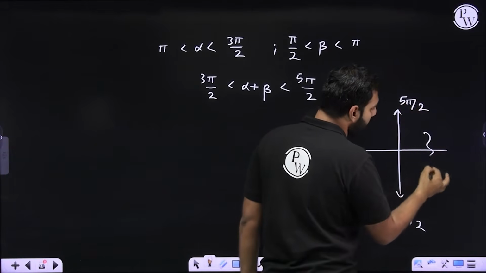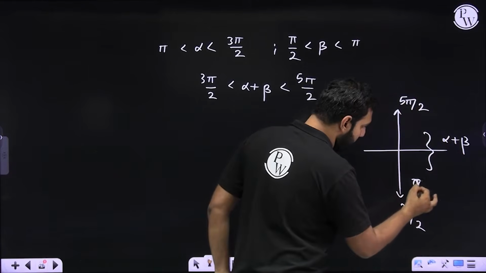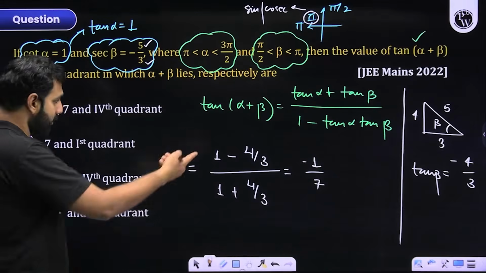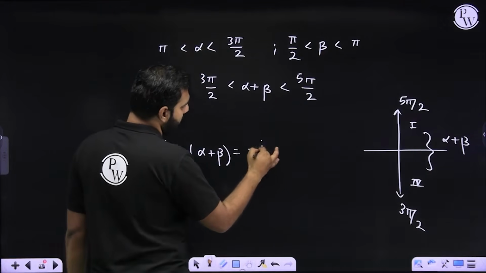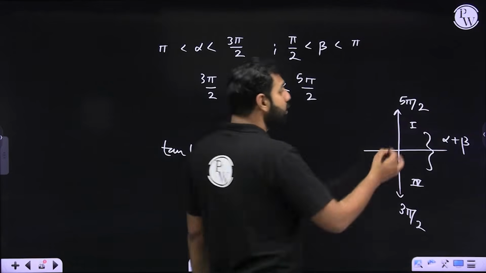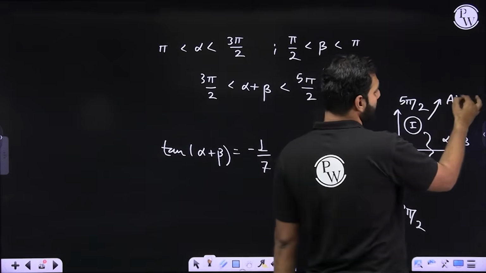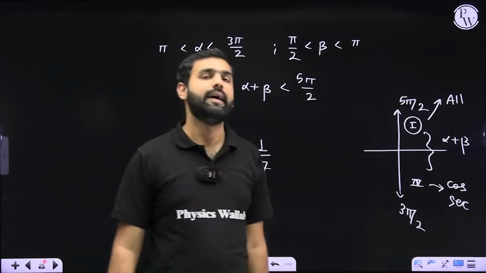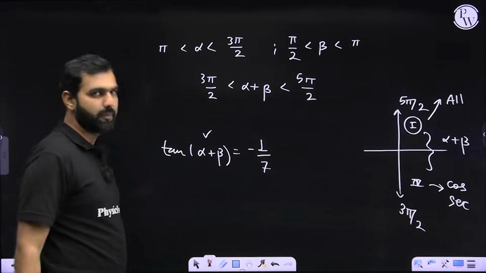So if I'm making any comment on alpha plus beta, it will be lying either in the fourth quadrant or first quadrant. Right. Now let's go back to the conclusion we have drawn. The value of tan alpha plus beta we have received is minus 1 by 7. Now tan of an angle is negative. Do we have tan ratio negative in the first quadrant? No, sir. In the first quadrant, all the ratios are positive. And in the fourth quadrant, cos and sec are positive, which means tan should be negative. So in the fourth quadrant, tan is negative, which means tan alpha plus beta should be minus 1 by 7.